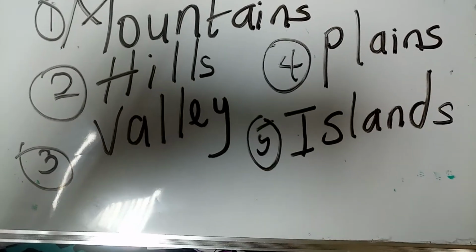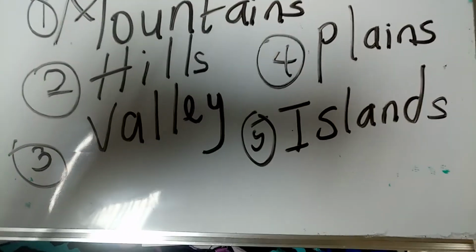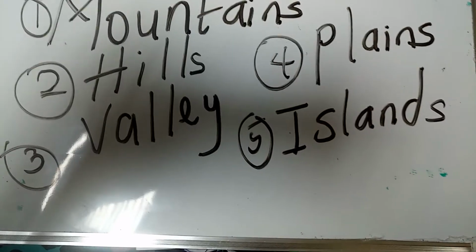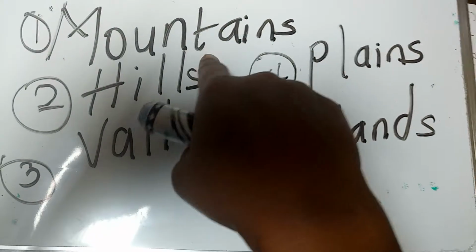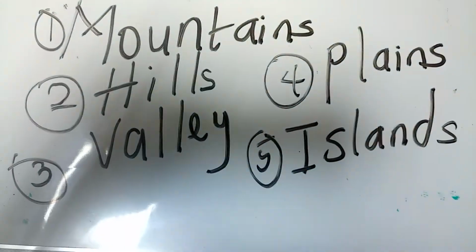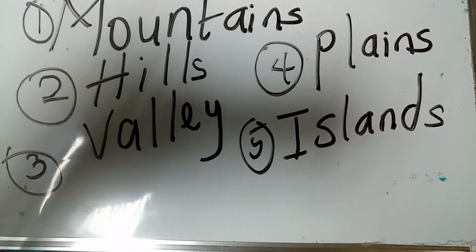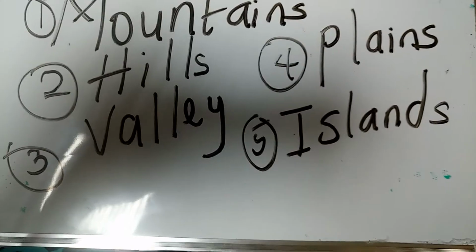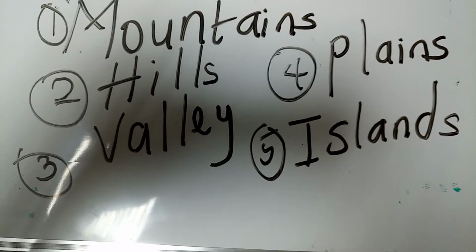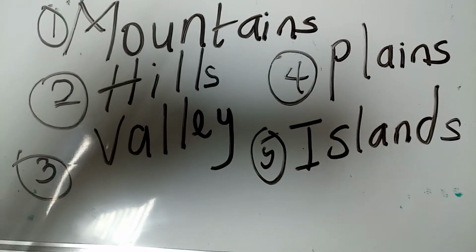Then what is a mountain? Mountain is very high and large, very big. It's in your book. Then it's in the previous slides. Then I said hills is not as high as a mountain. Hills is high, but not as high as a mountain.